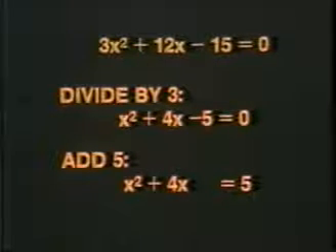I have to get rid of the 3 in 3x squared, so I divide everything by 3. Then I need that number over on the right, so I move it. And that's it.